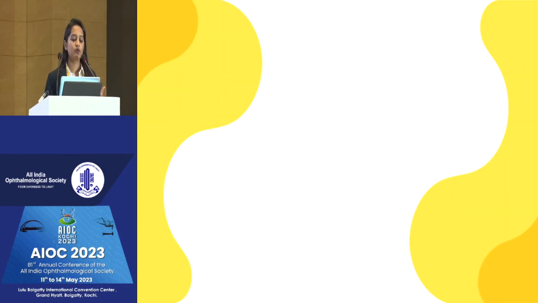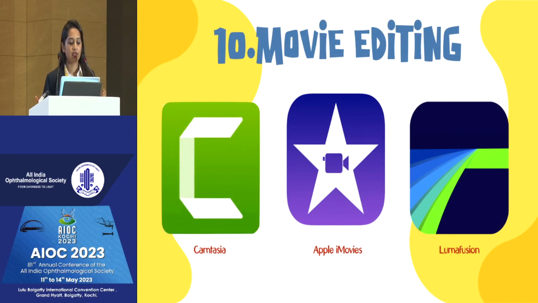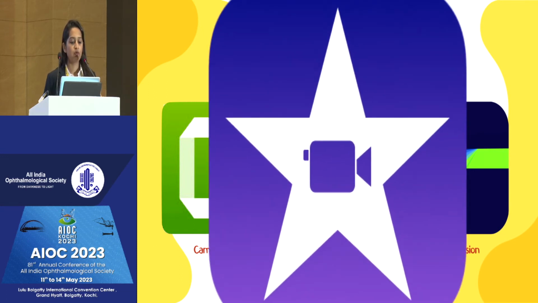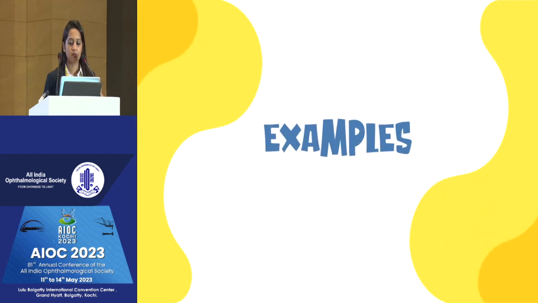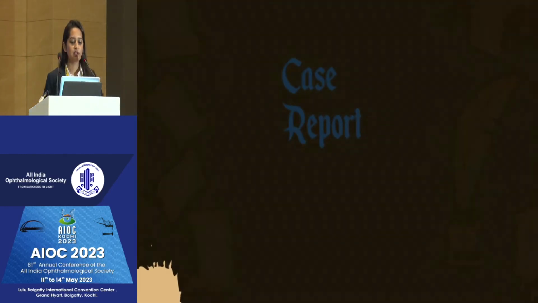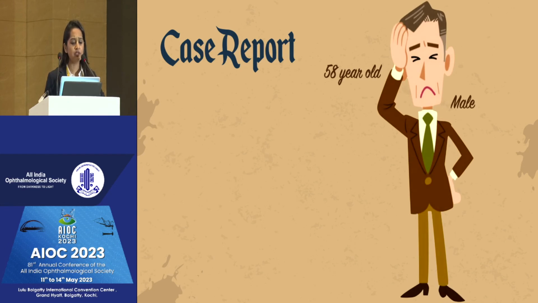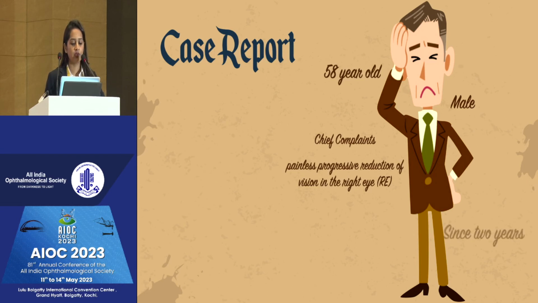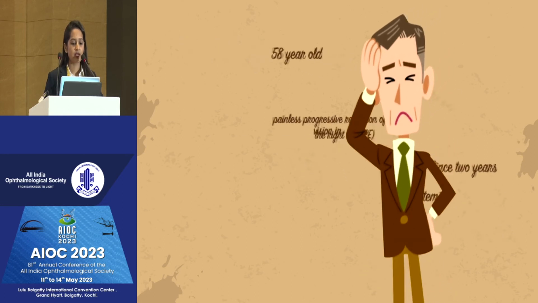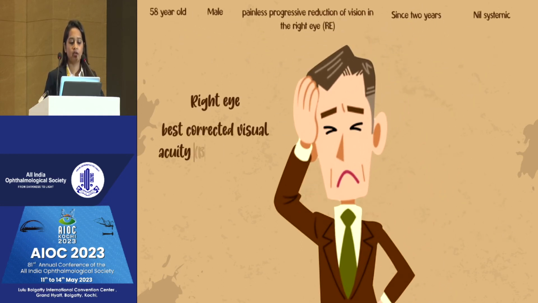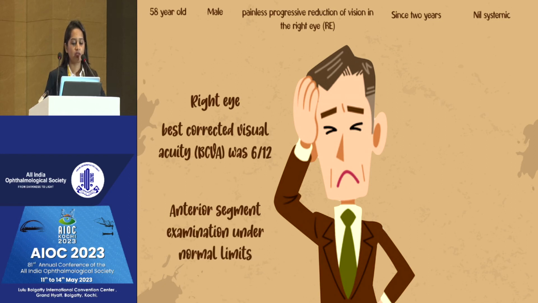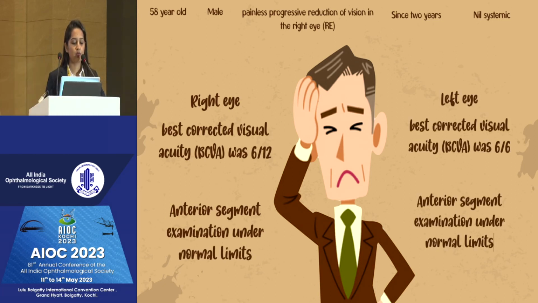Then we can use movie editing apps like Camtasia, Apple iMovie, or Luna Fusion to edit the videos. iMovie is what we use normally. So there's an example here of a case report where we've just taken small text and applied it to icons, and we're just explaining a case with short text and not making it look very boring. We're using a 58-year-old male with the complaints and nil systemic, and then you can just show the right eye findings and the left eye findings with just a very simple icon and a few small texts.